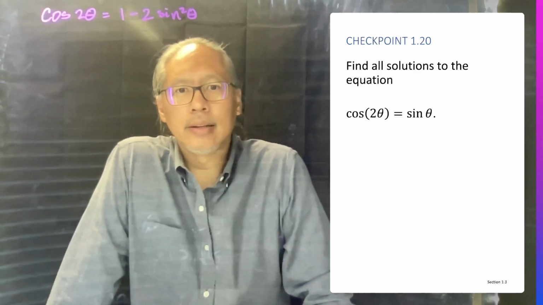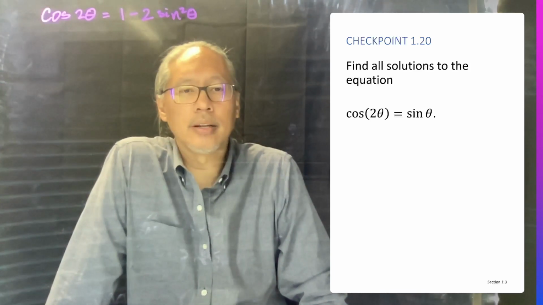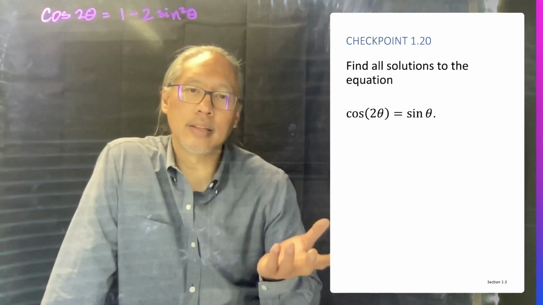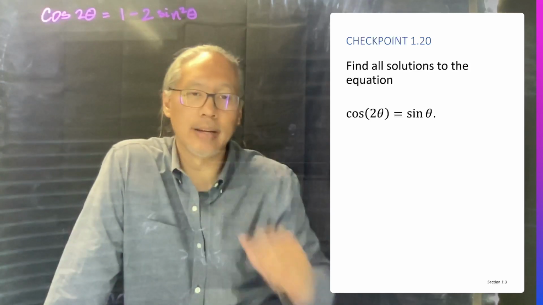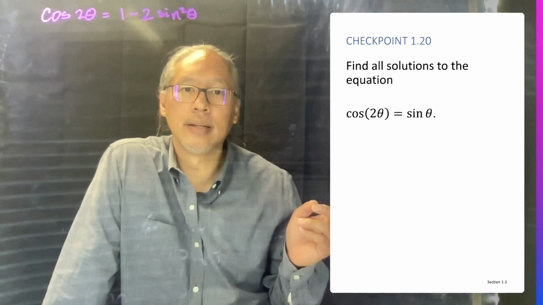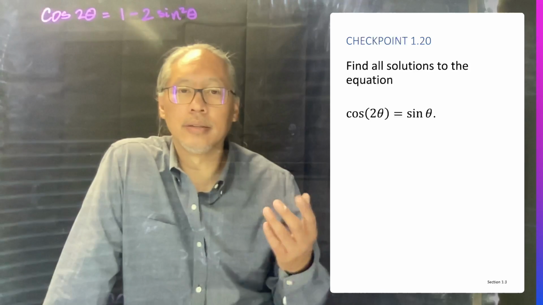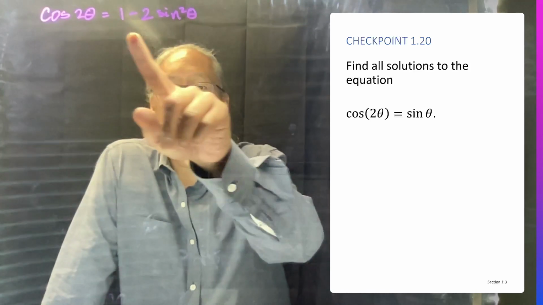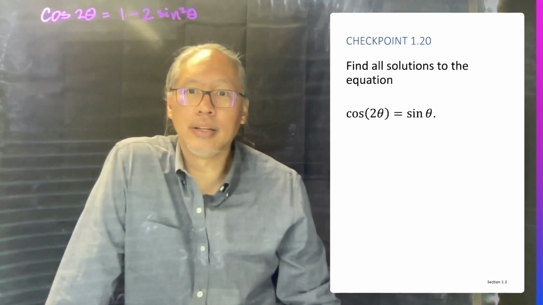The cosine has a double angle, and so what I'm thinking about is taking that double angle and making it into just a single angle. And since I already have a sine on the right hand side, I probably would like to express the cosine 2 theta as something with a sine in it. So this is the formula that I'm going to need.